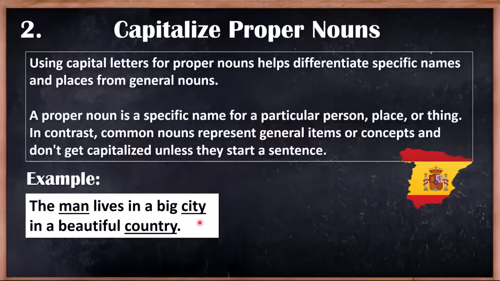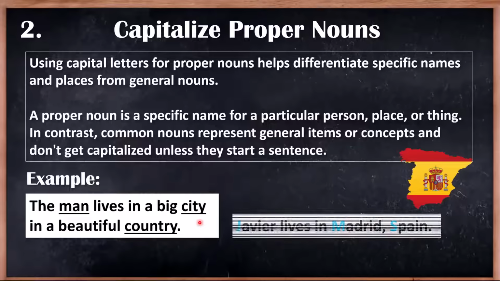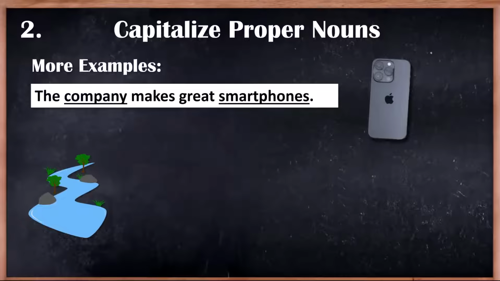Well, what if we replace those with proper nouns? Javier lives in Madrid, Spain. Now we've capitalized Javier, not only because it's the first word in the sentence, but because Javier is a name. It's the name of a man, so we capitalize Javier because it's a proper noun. Madrid is the name of a city, so this is also a proper noun, and we capitalize the names of places, cities, countries, continents.